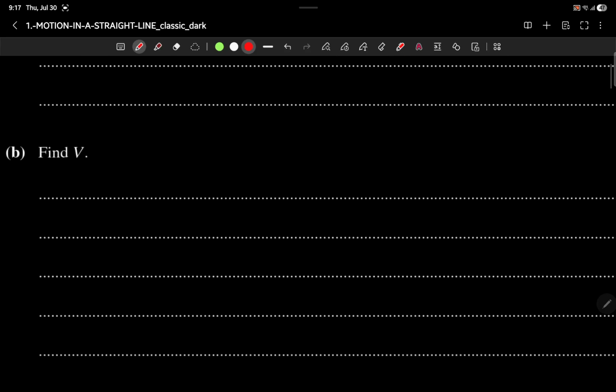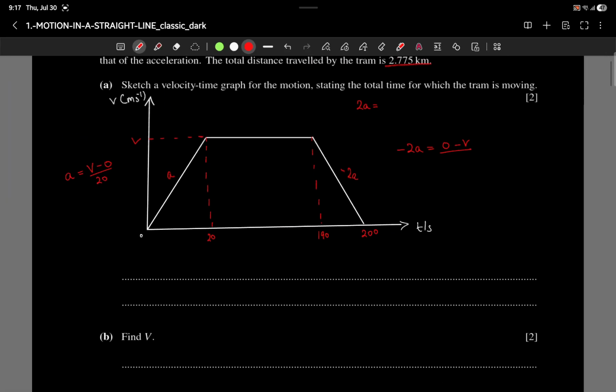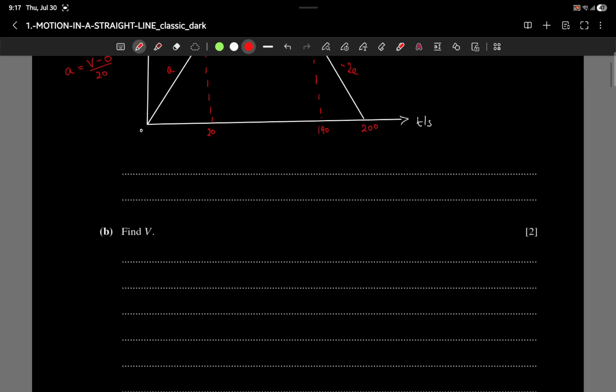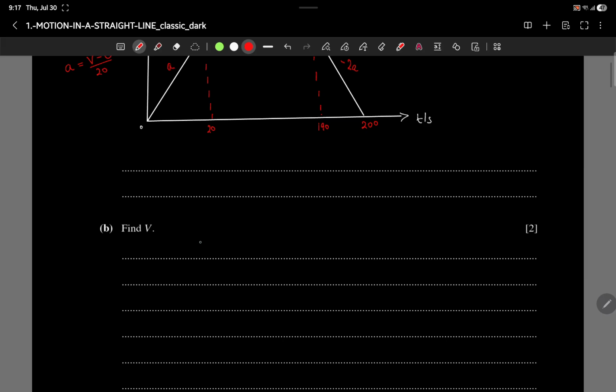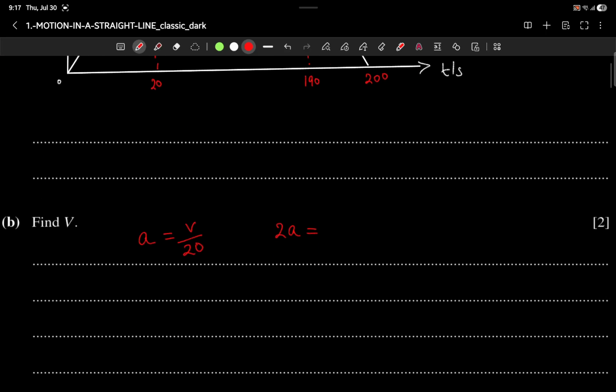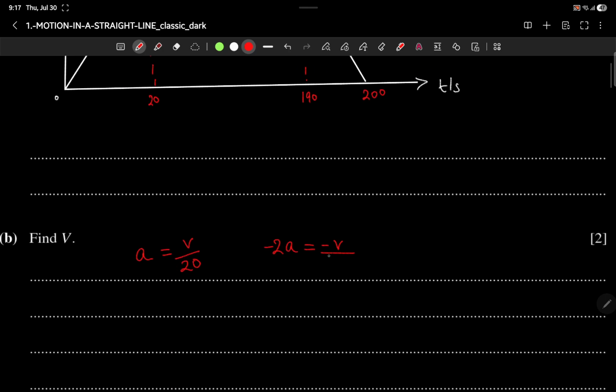So we can probably form a simultaneous equation. The first is a equals v by 20, and twice a equals minus v by 10.